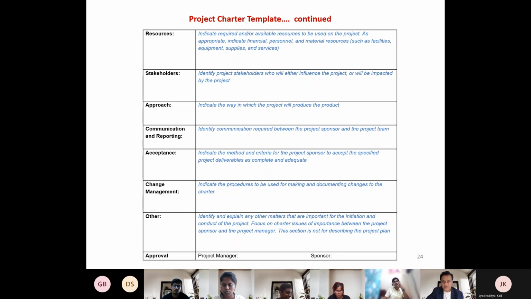And the final one, the project manager's name has to be there, which is you in this case. The sponsor's name has to be there, which is the person who is the investor, and it has to be signed with a date in pen. Clear? So when you're submitting this, create a digital signature and a digital date and submit. Because without that, you're not competent. You just can't write project manager, create a digital signature.